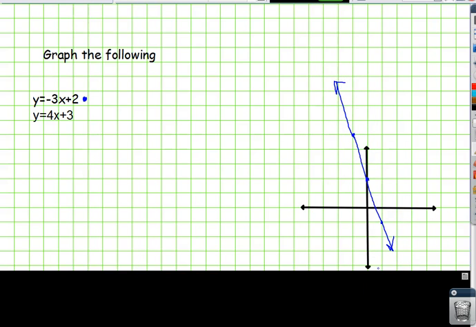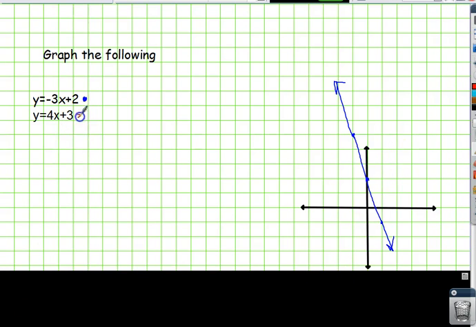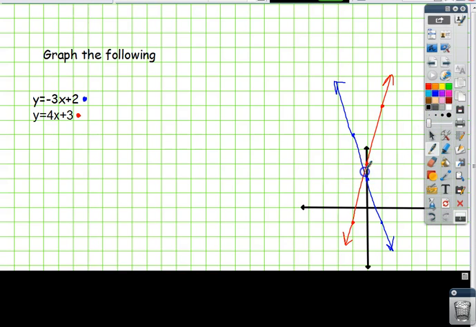Sound effects optional. The other one I'm going to graph, let's go red again. So I have this point. All right, I'm going to graph the y-intercept of 3. And then I use my slope of 4, which means I go up 4 to the right 1, or I go down 4 to the left 1. And I connect my dots. Again, sound effects optional. All right, so how many solutions do I have? Well, they cross once. So I have one solution.